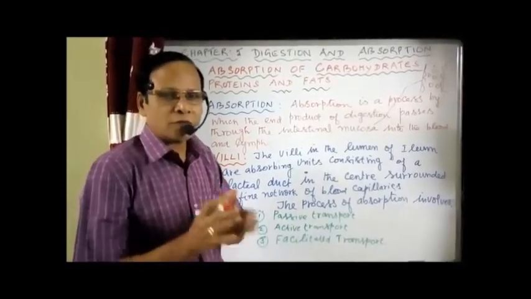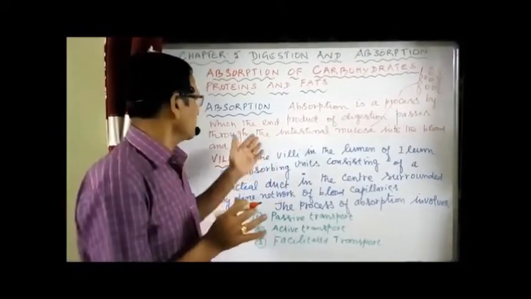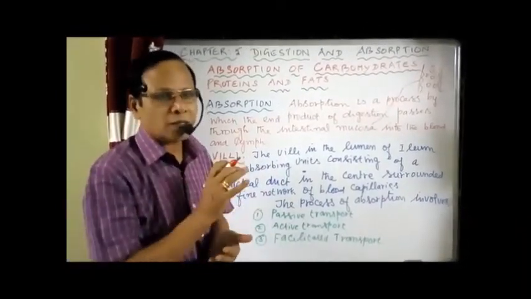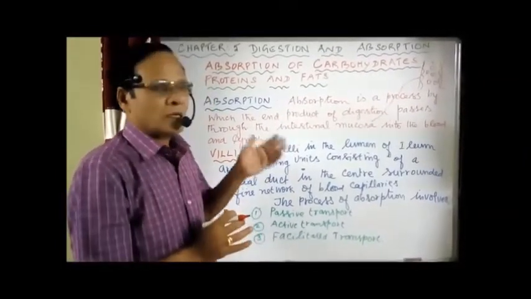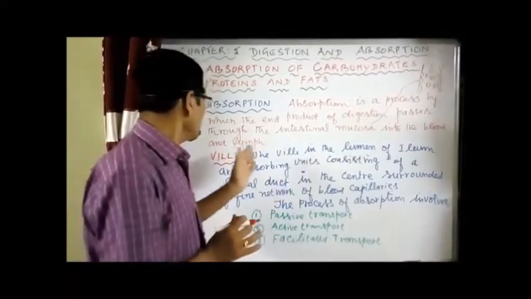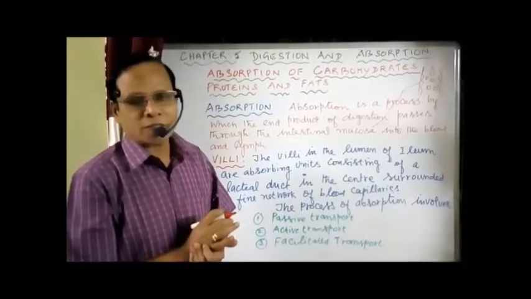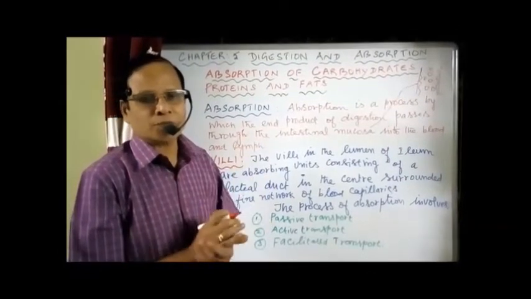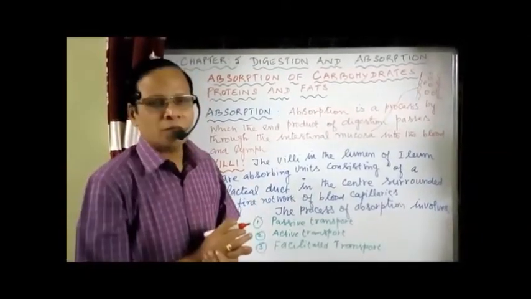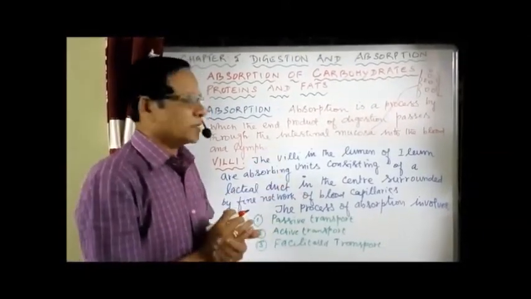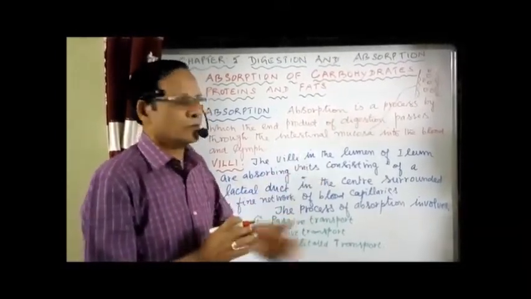It's a process by which the end products of digestion pass through the inner layer called the mucosa layer, lined with epithelium, and enter either into the bloodstream or into the liver. Now, in the ileal region we have already studied the unit of absorption. The unit of absorption is nothing but the villi. The villi in the lumen of the ileum are considered as the absorbing units.